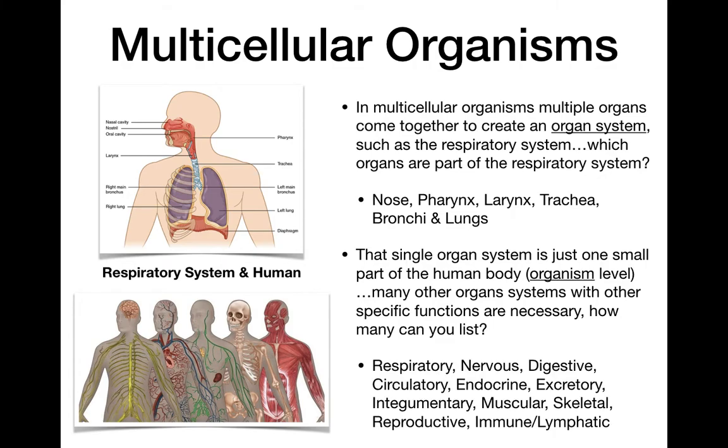Well, the respiratory system, the nervous system, the digestive system, the circulatory system, the endocrine system, which is how you have hormones, the excretory system, which has to do with your kidneys and producing urine, the integumentary system, which is your skin, the muscular system, the skeletal system, reproductive system, and the immune/lymphatic system. So there's 11 systems in the human body to make up an organism. You need all 11 to make up a functioning organism for humans.